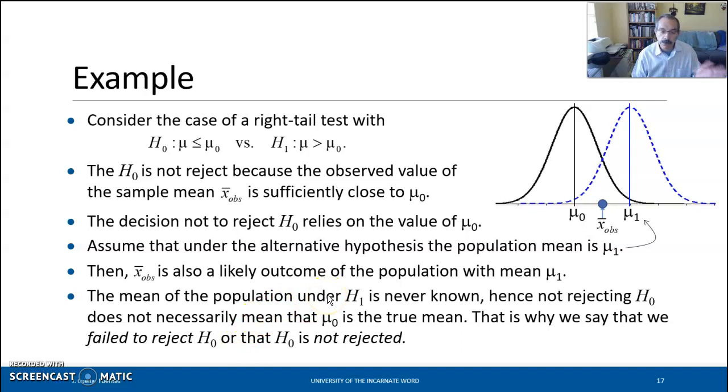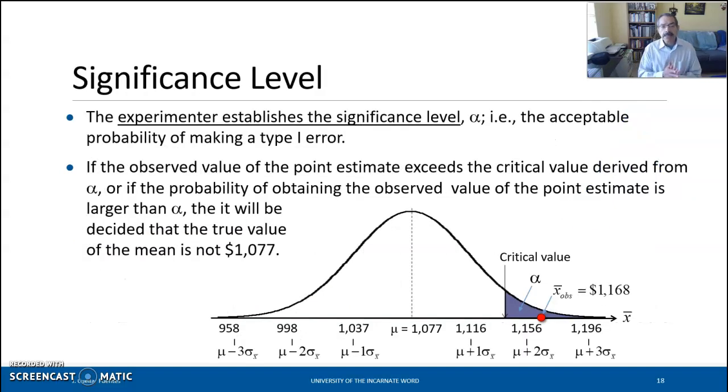All right, so hopefully this clarifies the language that we use. The next concept is how the significance level is used. Number one, the experimenter, the person performing the experiment, determines the significance level, the value of alpha. And that represents the acceptable risk of making the type 1 error.